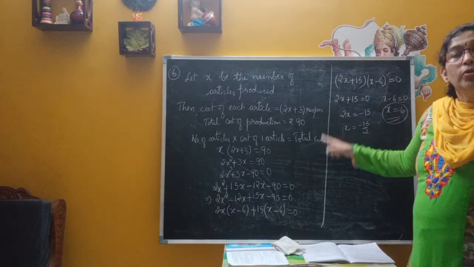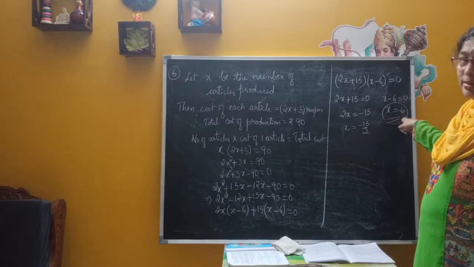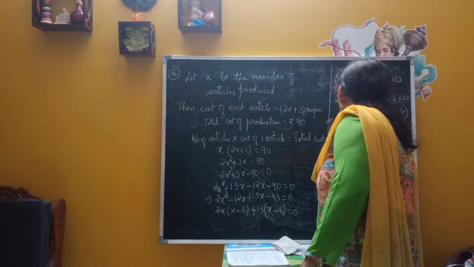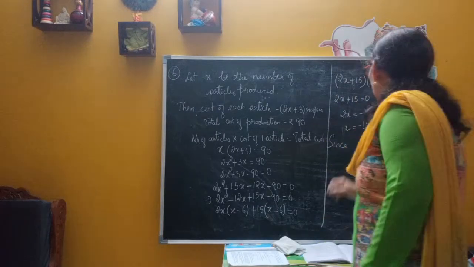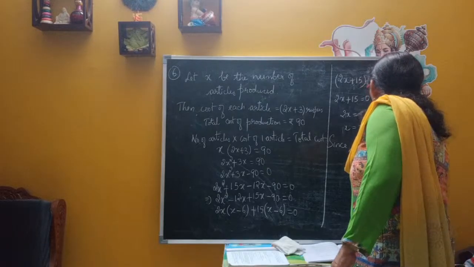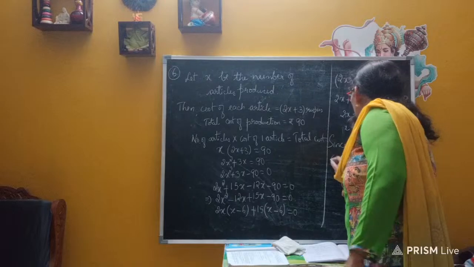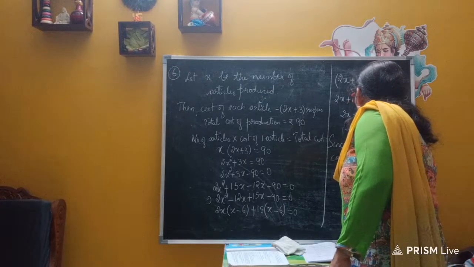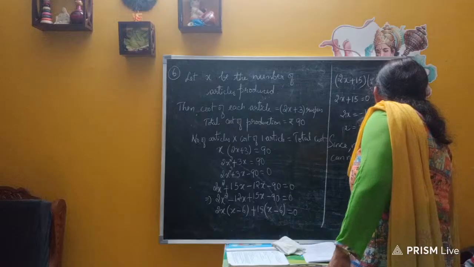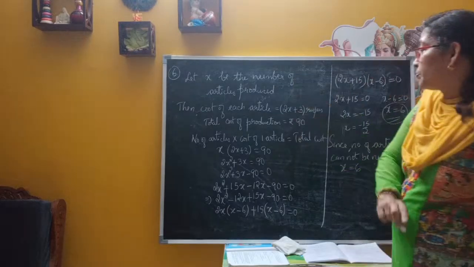What are the roots of this quadratic equation? Minus 15 by 2 and 6. Okay, right now since the number of articles cannot be negative, what is the value of x? X is equal to 6.